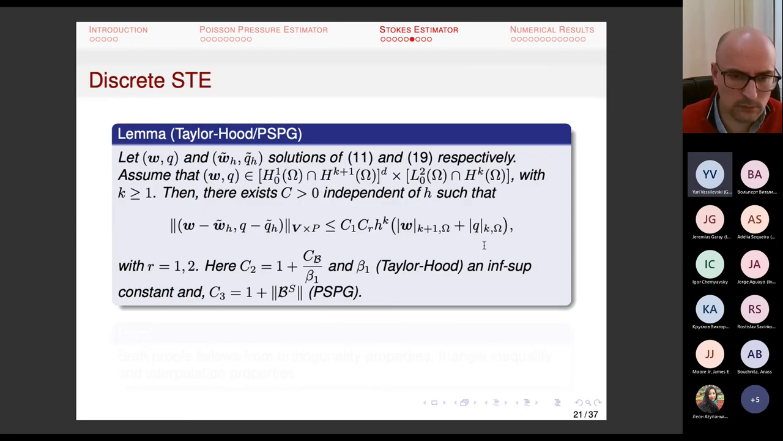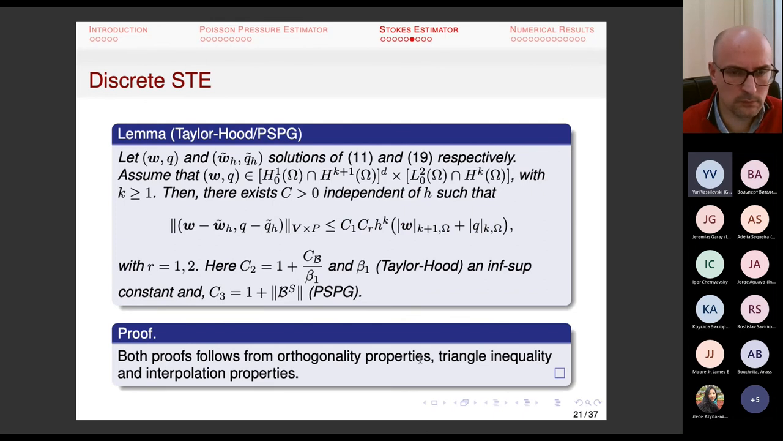And so for both Taylor-Hood and PSPG, it is possible to prove that the error between W and WH tilde and Q and QH tilde is bounded by this result, which is achieved easily using some orthogonality property, triangle inequality, and interpolation property. The difference here is only a constant for the Taylor-Hood case. We have that for PSPG this term is replaced by this sum.